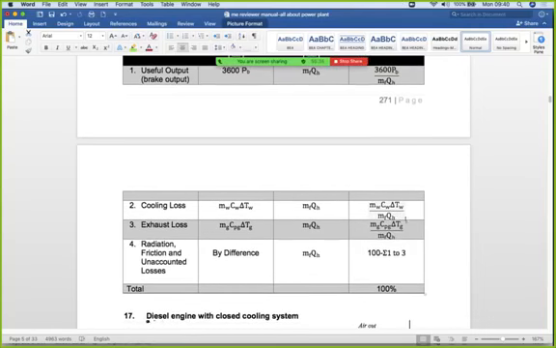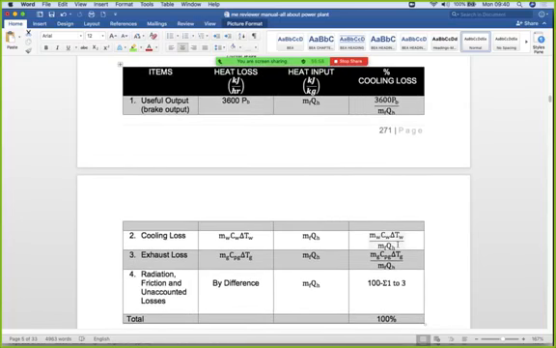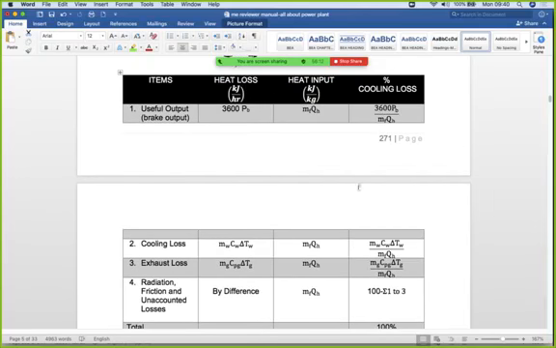So if we talk about the percent cooling loss, it's like the efficiency, wherein the denominator is referring to the fuel. So how much cooling is lost? The cooling formula is mc delta T over the rate of fuel times heating value. So that constitutes the percent cooling loss.